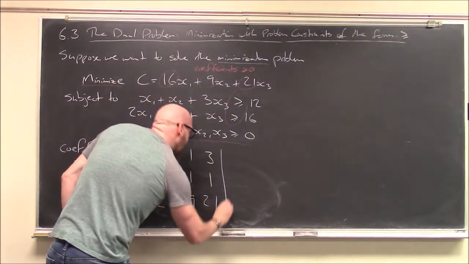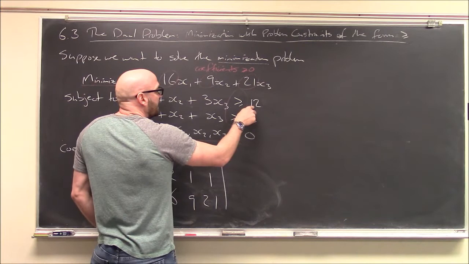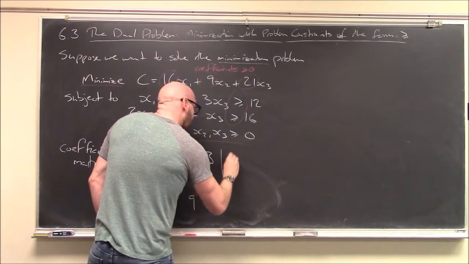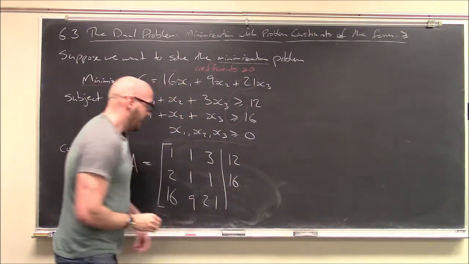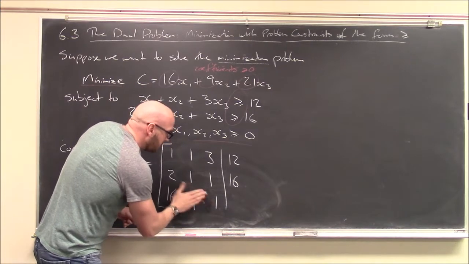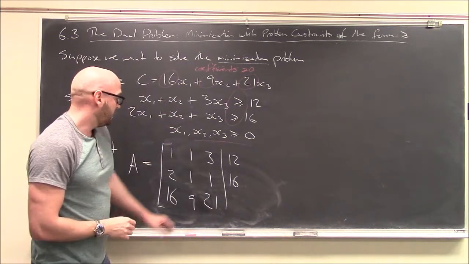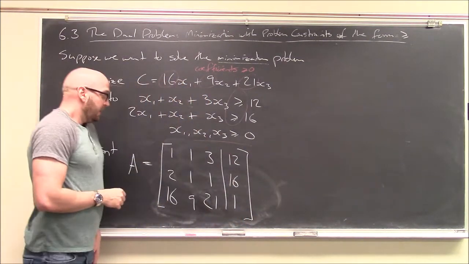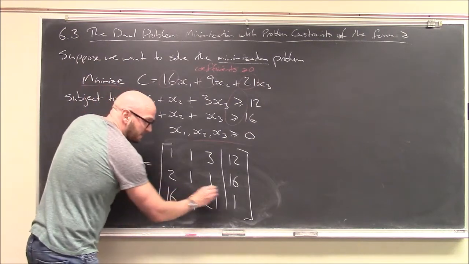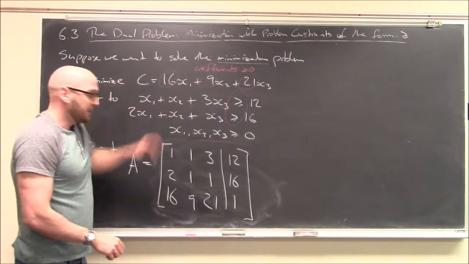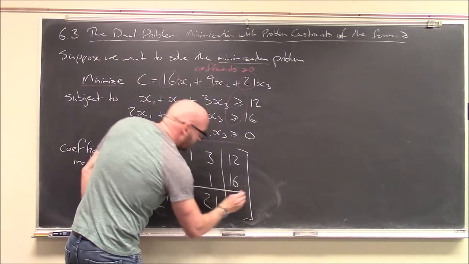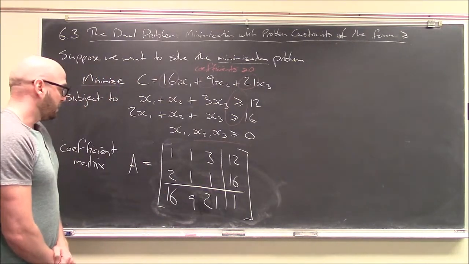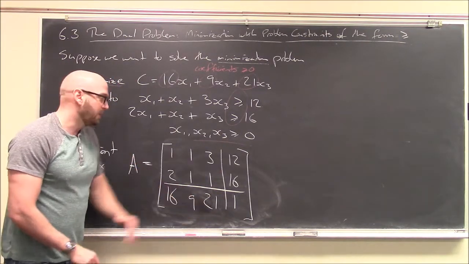I'm going to put my augmentation bar because now I'm at the right-hand side of the inequalities in this case. The constants here, I've got 12, 16, and for the objective function, we always just put a 1 right here. With the simplex tableau, it's customary to put a dashed line separating your objective function from everything else. Here, in my coefficient matrix, I'm going to put a solid line. Again, they're just notational devices, but it indicates which rows correspond to what.